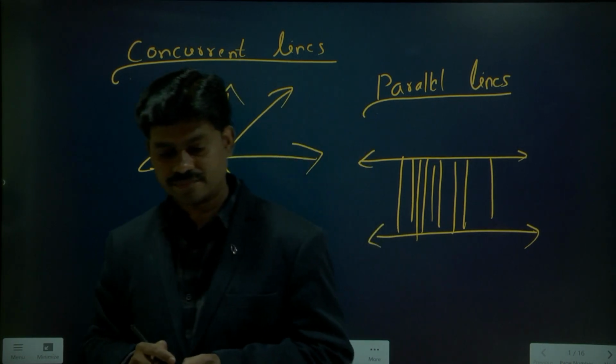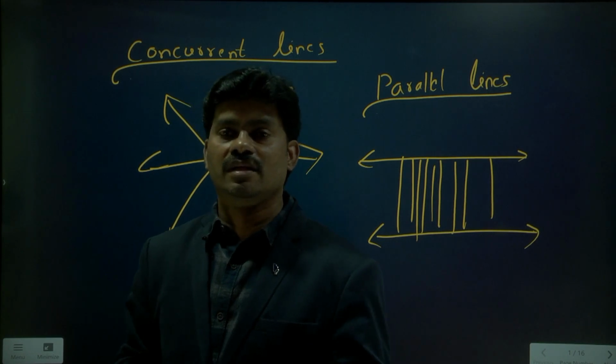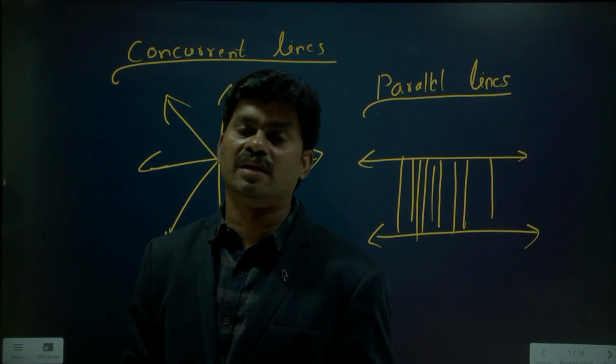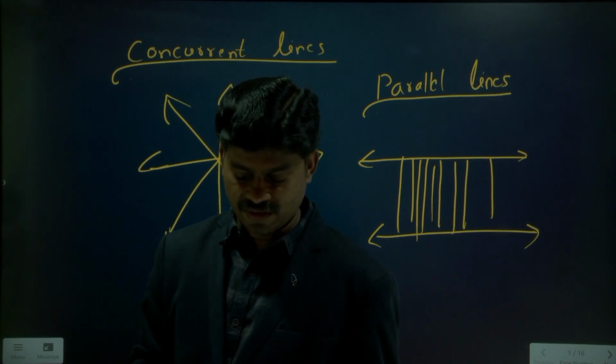Next, coincident lines. Coincident lines in the sense they will be the same line. One line is passing through another line. Next we go for angle.